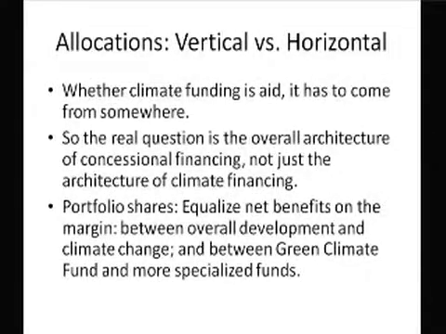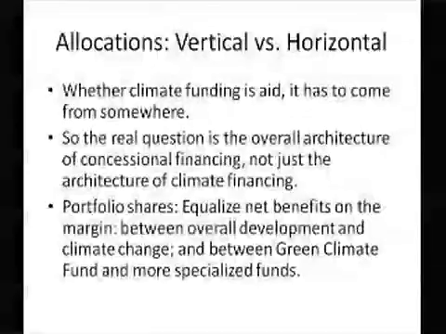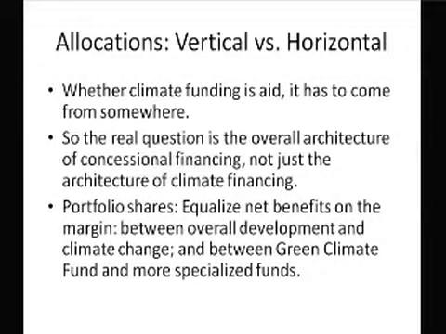Now let's turn to allocations. Whether climate funding is aid, it has to come from somewhere. And that somewhere looks to be getting more constrained as donor nations face continuing needs to reduce budget deficits. Happily, the UK is at this point a significant exception. So if additionality, again, outside the UK, but in general, is not what we'd like it to be, the real question is the overall architecture of concessional financing, not just the architecture of climate finance, because there's a pretty high degree of substitution between the two.